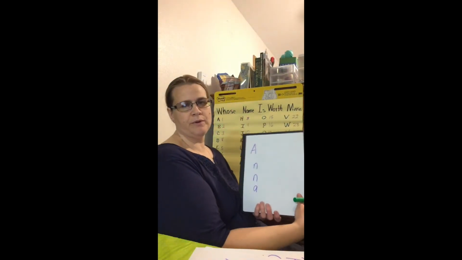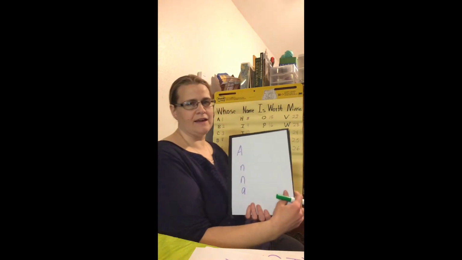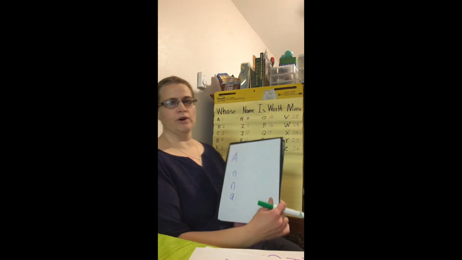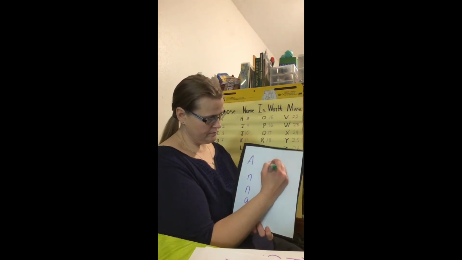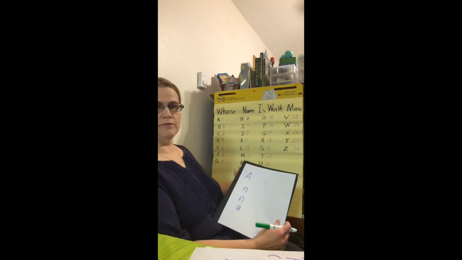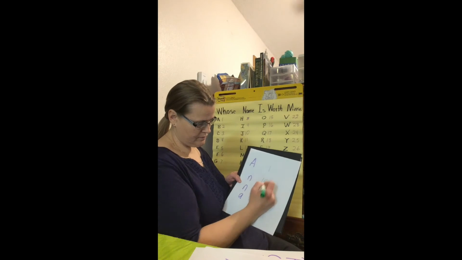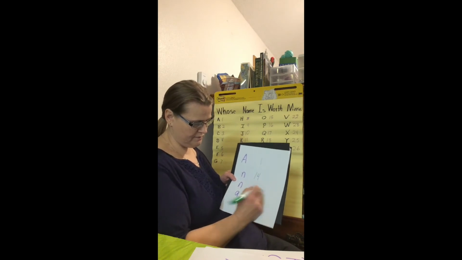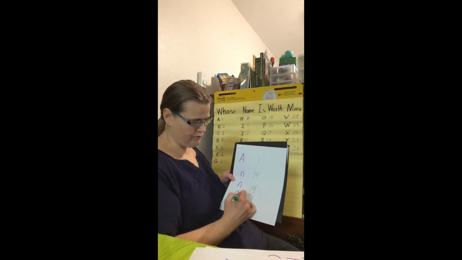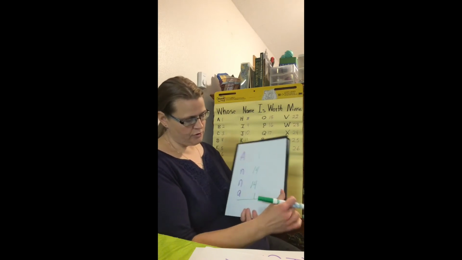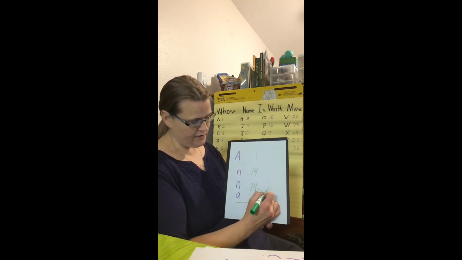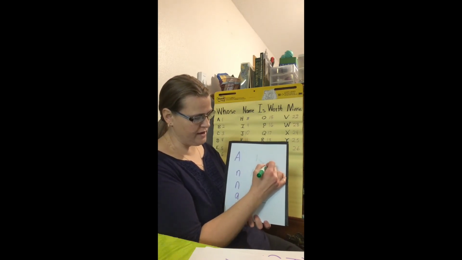The last name that we will figure the value for is Anna. A has a value of 1. N has a value of 14. Again, N has 14, and A has a value of 1. I'm noticing 4 and 1 is 5.